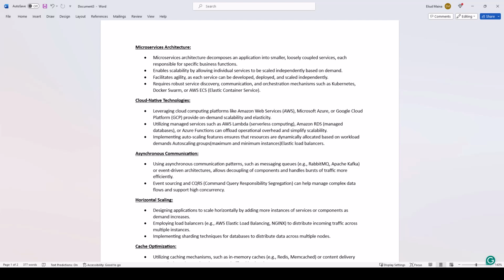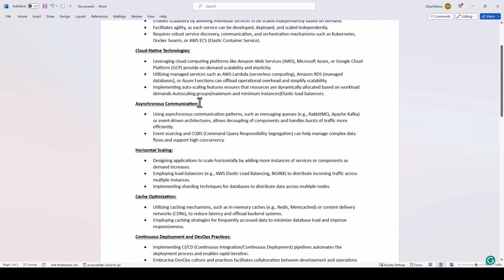The next one is using asynchronous communication. So using asynchronous communication patterns such as messaging, RabbitMQ, Kafka, or event-driven. For example, if you have a backend database, those services would otherwise have to talk to each other synchronously. So you don't have to wait for a transaction to finish before the other transaction updates. Events are not that complex, so you can separate them and allow the decoupling of components and handle bursts of services efficiently. Using asynchronous services, the service doesn't have to wait for that service to finish. You can just leave it there until the service finishes, and then you can update the backend database.